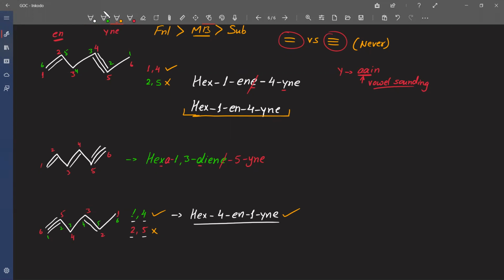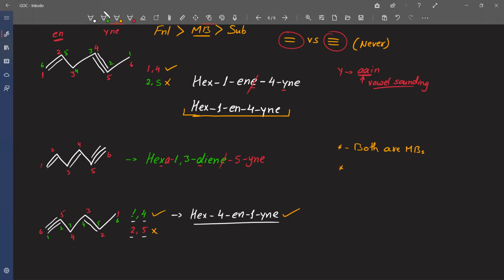Okay, so as you can see here, both are multiple bonds. In case of multiple bonds, when there is a mixture of multiple bonds, that is, there is a double bond as well as a triple bond, you have to keep in mind that both are multiple bonds. It's not double bond or triple bond, right?